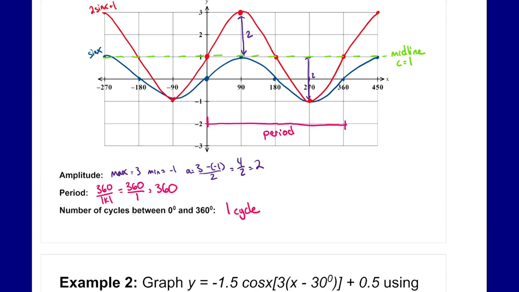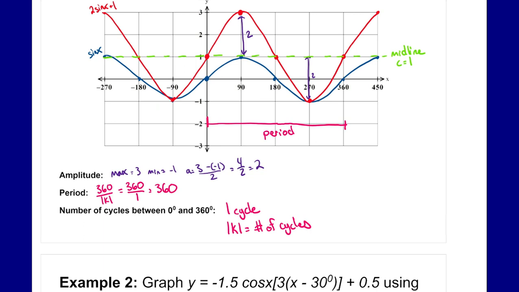And where do I see this? Well, if I'm using the k value to divide 360 by, to tell me what the period is, or the length of one cycle, then the k value is actually going to tell me the number of cycles. So the absolute value of k is equal to the number of cycles. So if I know the k value, I know the number of cycles, I can determine the period.